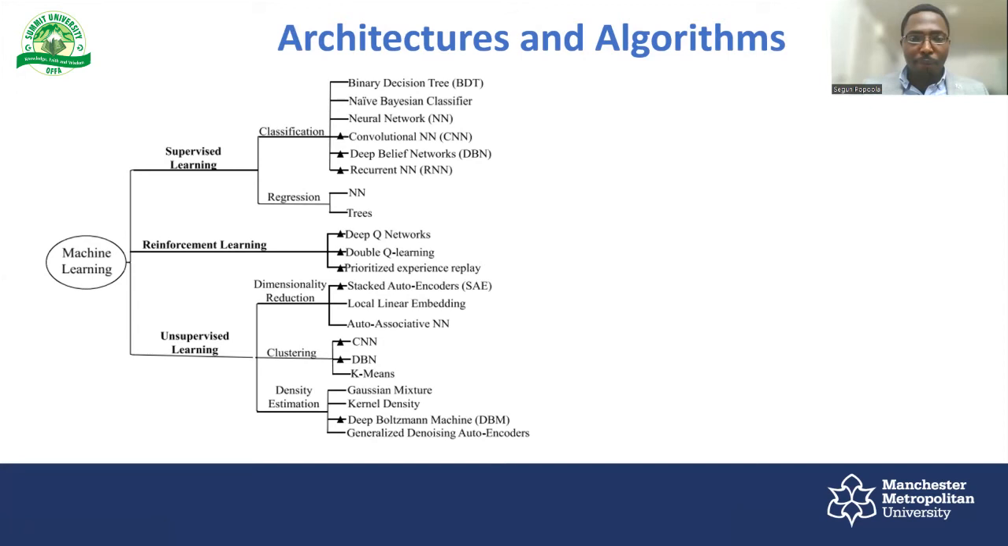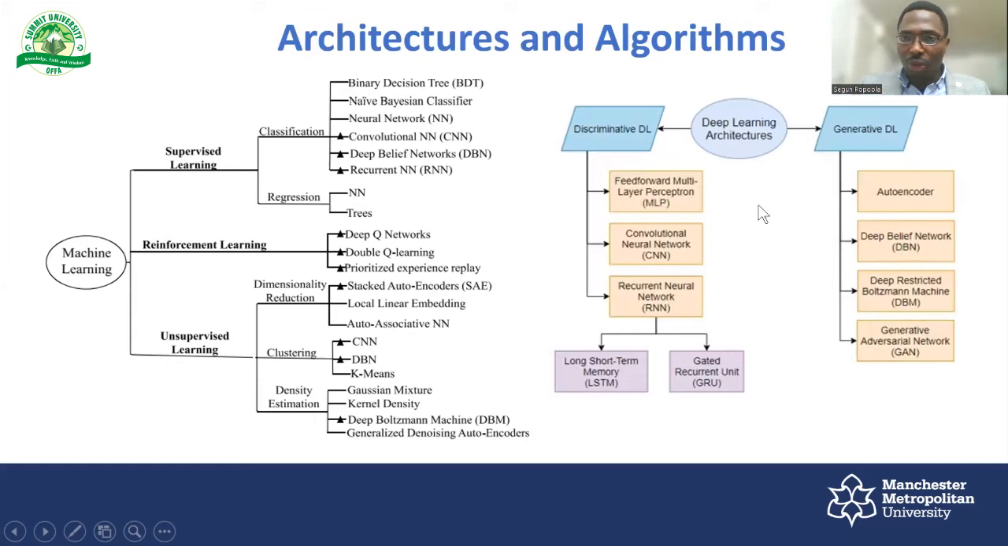For reinforcement learning, there are also other architectures and algorithms such as deep Q network, double Q learning, and prioritized experience replay. For unsupervised learning, you can use unsupervised learning architectures for dimensionality reduction, for clustering, for density estimation, and there are different algorithms to achieve these.